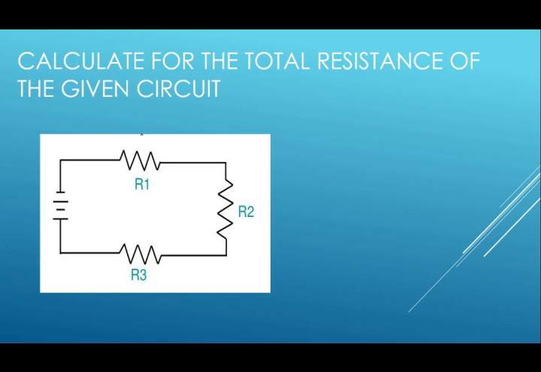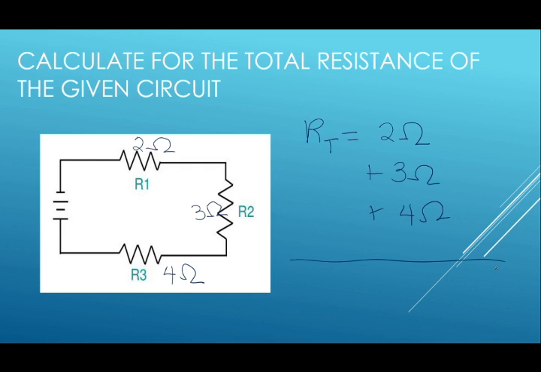Now, let's calculate the total resistance of this given circuit. For example, resistance 1 is 2 ohms, resistance 2 is 3 ohms, and resistance 3 is 4 ohms. So what is the total resistance of the given circuit? Since this circuit is in series connection, you simply add them. So it's 2 ohms plus 3 ohms plus 4 ohms, which equals a total of 9 ohms. It's easy, isn't it?